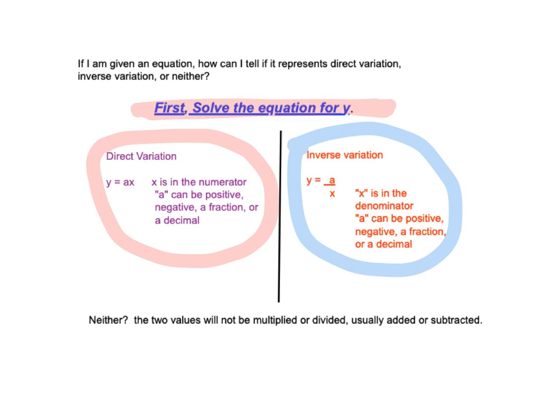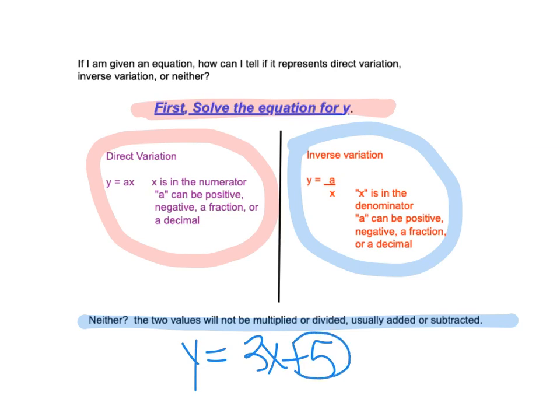And sometimes, let's be honest, it's not direct or inverse. It might be neither, which means you have something where you have two terms being added together, like maybe y equals 3x plus 5. That's definitely linear, but it is not direct variation because we have that y-intercept that's not 0.